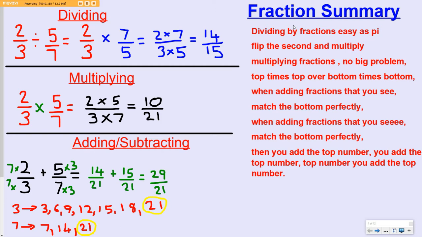Dividing by fraction, easy as pie. Flip the second and multiply. Multiplying fractions, no big problem. Top times top over bottom times bottom. When adding fractions that you see, match the bottom perfectly. Then you add the top number.